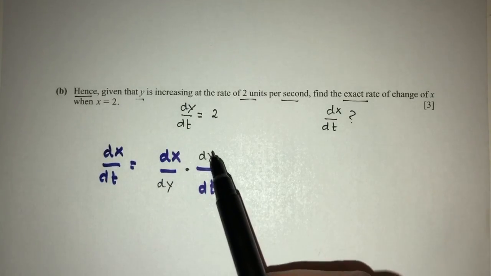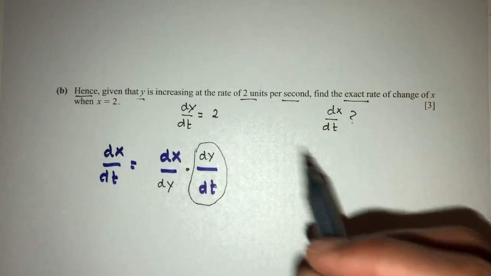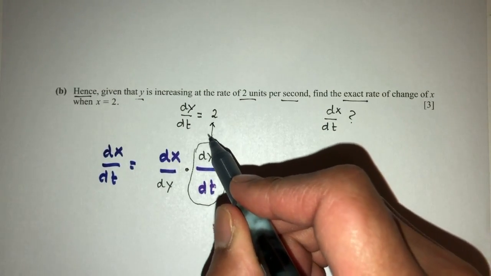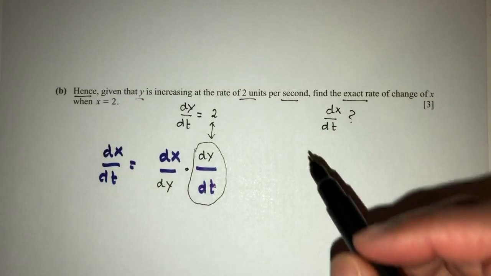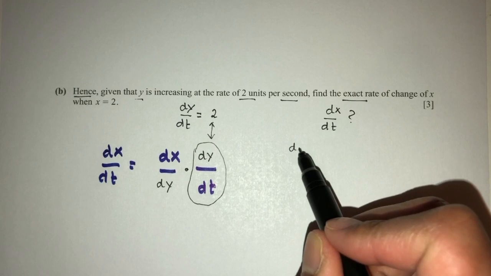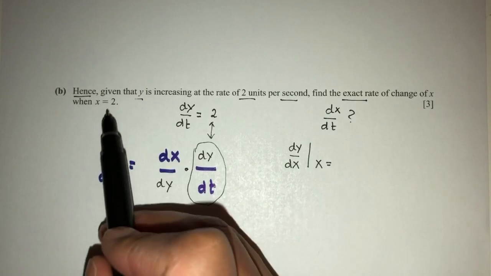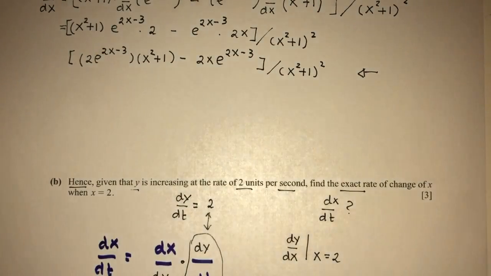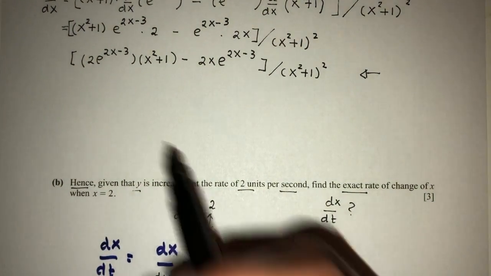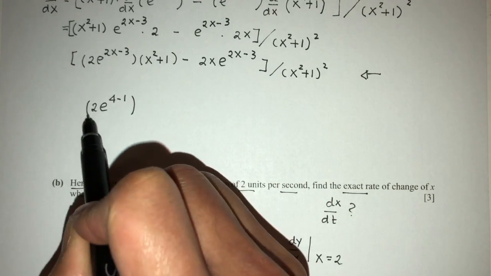Here, if you observe, dy by dt has been given to you as 2. We just need to find this value here. So dx by dy, what is that value? We have dy by dx. We can first find this value at x equal to 2 to see what happens. Let's replace x with 2 in the equation. That will be 2 times 2, which is 4, minus 1.